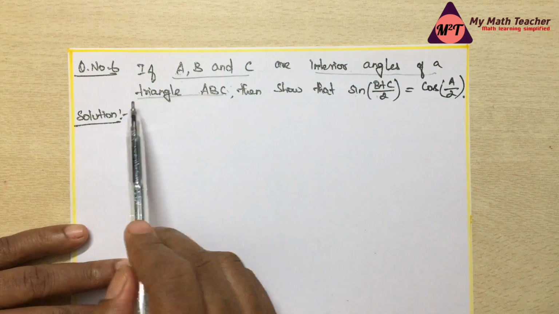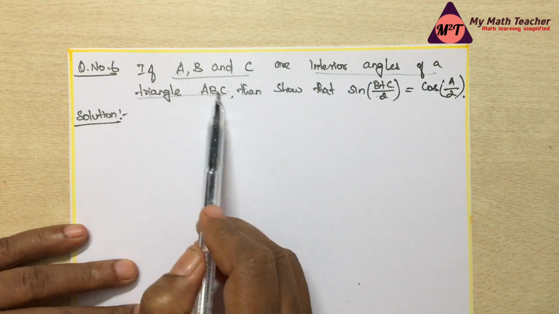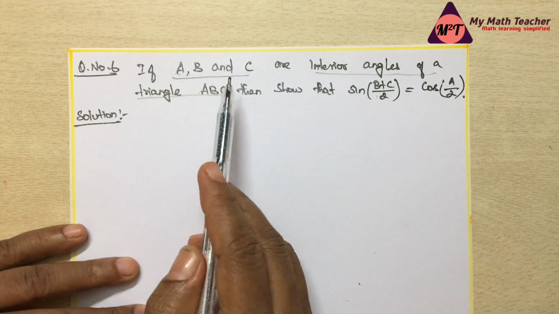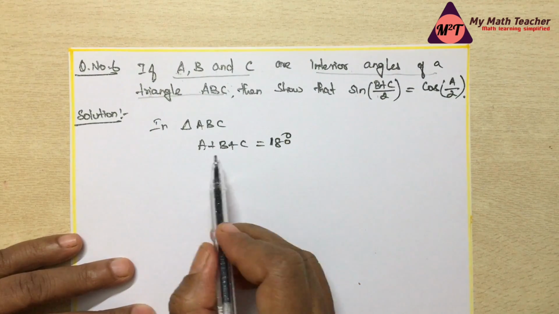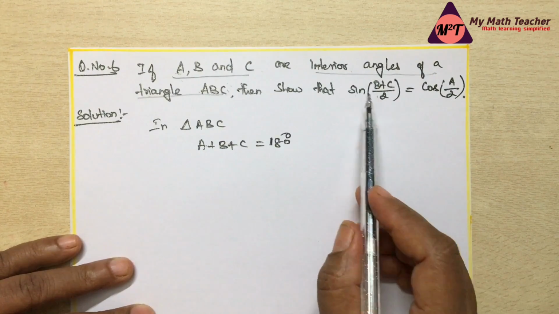So this question we are going to solve using the interior angle theorem. That is, in the triangle ABC, all the interior angles A, B, C together make 180 degrees. This is the first information we have about the triangle. Now we have to slowly move towards the proof.